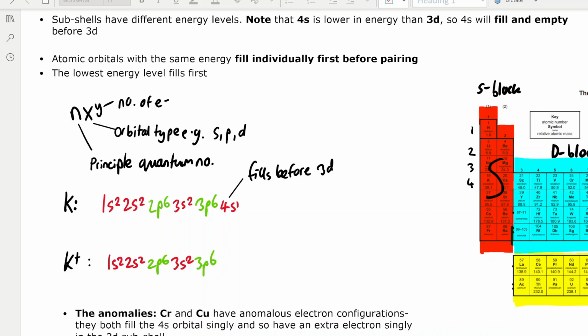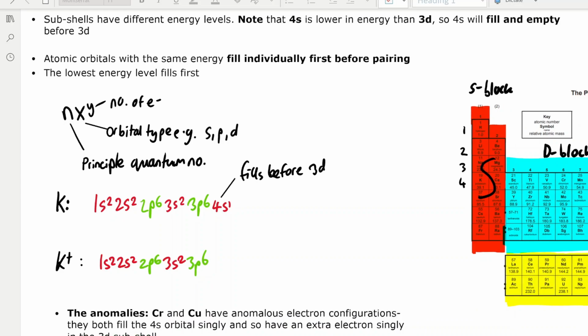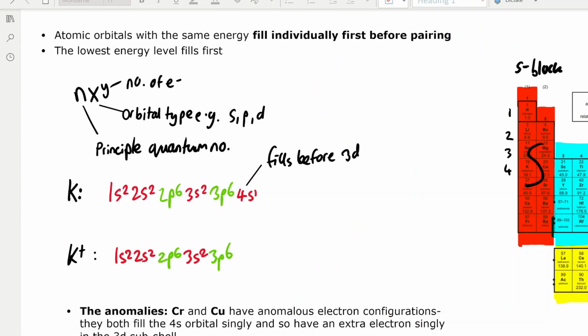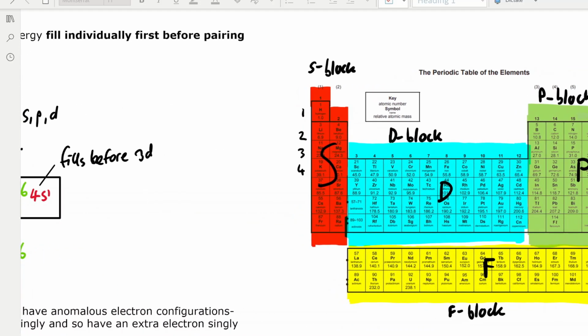So for example, for potassium, we can see in the periodic table it's in the red s block. So in the electron configuration, we can see that the electrons furthest to the right are in the s subshell, and then we can also see that it's 1, 2, 3, 4 periods down the periodic table. So it's the 4s subshell where the outer electrons are located.